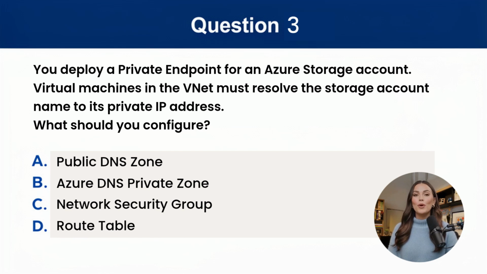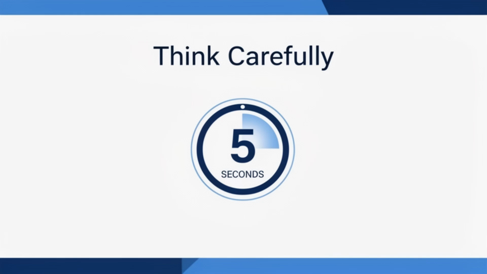Question 3. You deploy a private endpoint for an Azure storage account. Virtual machines in the VNet must resolve the storage account name to its private IP address. What should you configure? A. Public DNS Zone. B. Azure DNS Private Zone. C. Network Security Group. D. Route Table. Pause and think about the best option.